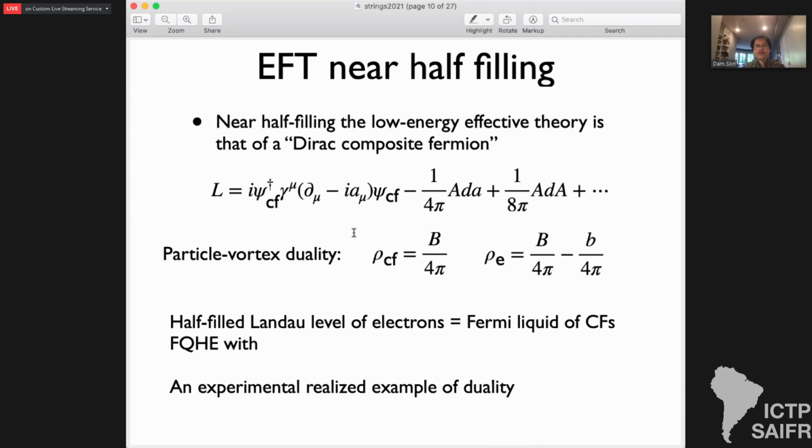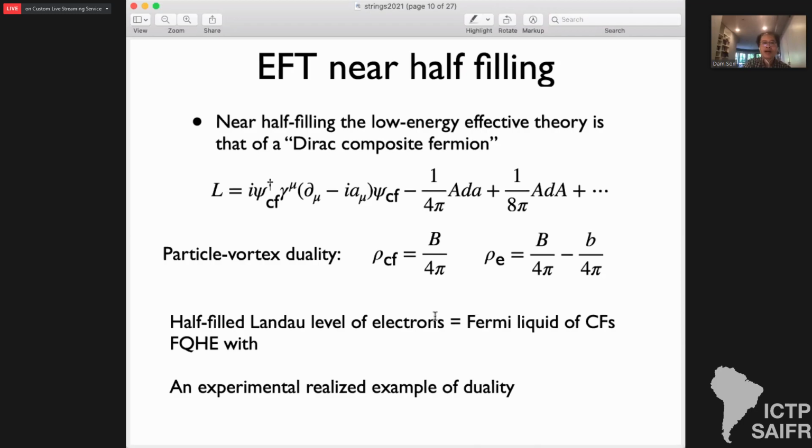The transition from electron to the Dirac composite fermion is some kind of particle-vortex duality. Through it, we map the density of these new composite fermions with the density of magnetic fluxes in the original theory. And vice versa, the density of the electron is related to the strength of the magnetic field that is coupled to the composite fermions. This map has a feature that it maps a half-filled Landau level of the electron to a Fermi liquid of the composite fermion. And one can use it to explain certain features of the quantum Hall effect at or near half filling. In some sense, the physics of fractional quantum Hall effect near half filling is an experimental realization of some field theoretic duality.